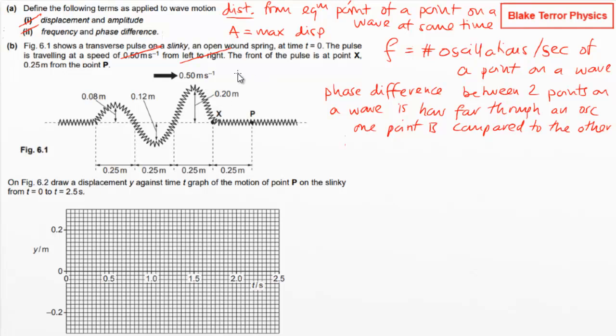Oh, so the wave's moving along. P's going to be following this wave shape as the pulse goes past, and they want us to draw it out. Right, so if it's moving at 0.5 meters per second, and these are in 0.25 meters blocks, each block is going to be a half-second. So for the first half a second, nothing is going to happen at P. It's just going to be completely flat.